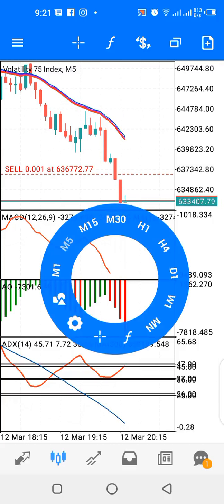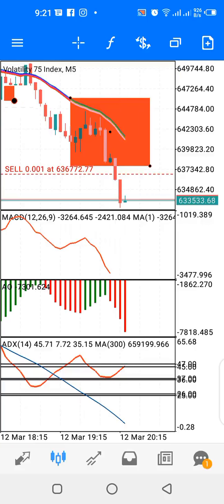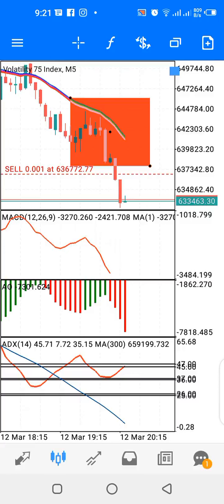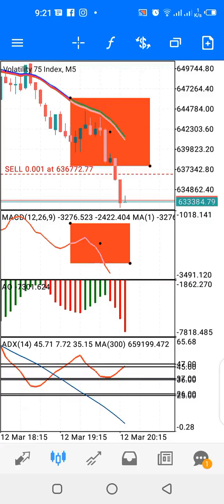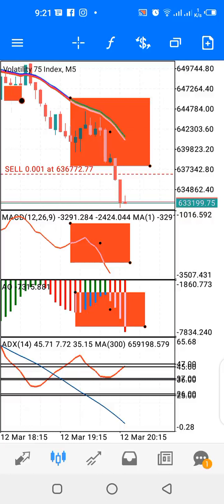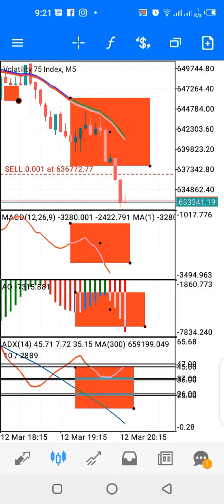Okay, I have the main window. This is my main window. I have indicator window 1. This is indicator window 1. Indicator window 2. This is indicator window 2 and indicator window 3. This is indicator window 3.